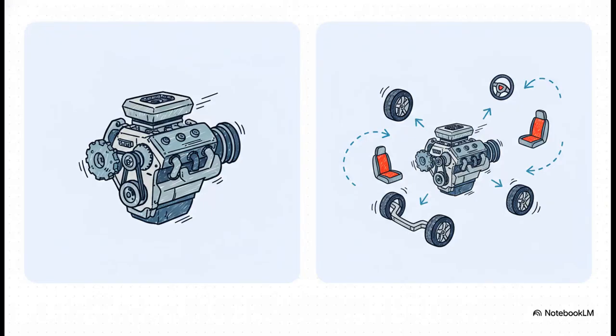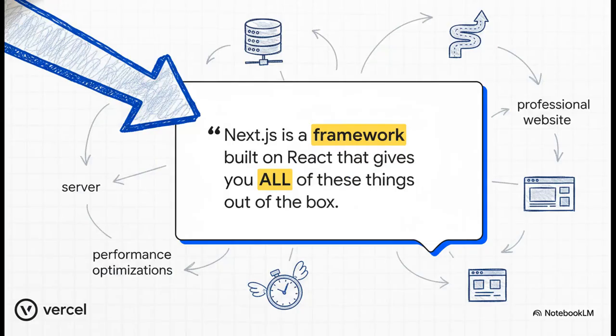And this is the perfect analogy. If React is the powerful engine, Next.js is the entire car. It gives you the wheels, the steering, the chassis, the whole shebang, everything you need to take that engine and actually get somewhere. It's a complete production-ready framework. Just like the team at Vercel puts it, Next.js is the framework that gives you all of these things right out of the box. It bundles React with a server, with routing, with performance optimizations, literally everything you need to build and launch a professional website, all in one neat package.